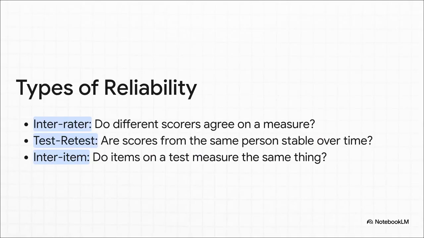And reliability isn't just one simple thing. For instance, inter-rater reliability is super important when you have people scoring something subjective, like an essay. You want to know that two different graders would give it about the same score. Or test-retest reliability asks if a personality quiz would give you the same results on Monday as it would on Friday. They're all just ways to build confidence that your measurements are consistent.